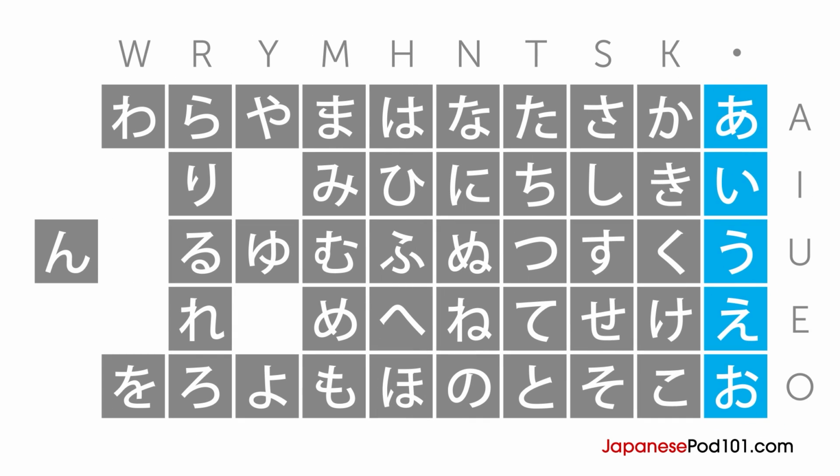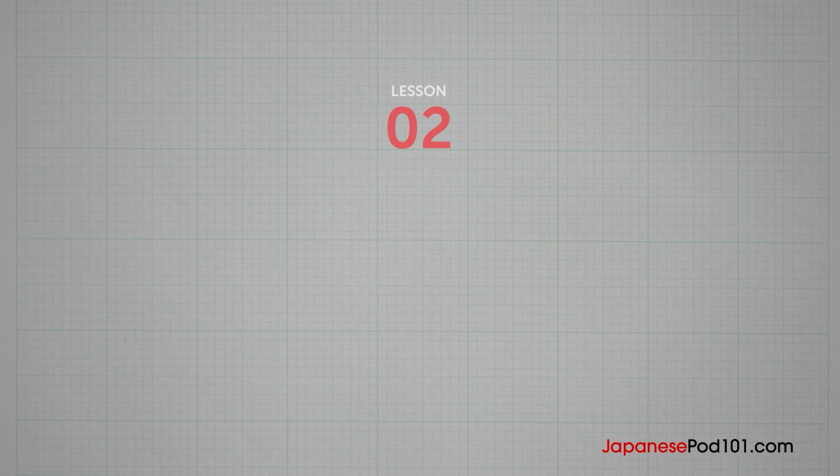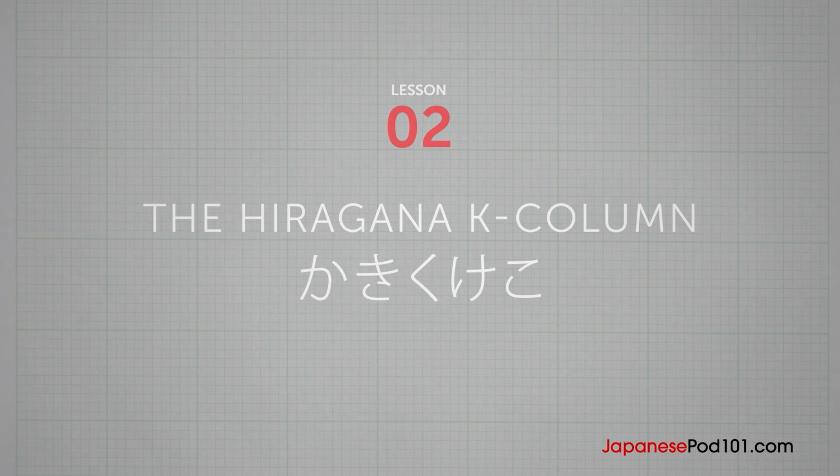You've learned these 5 hiragana characters from the previous lesson. In this lesson, you learn 5 new characters and 10 new sounds. How is that possible? Stay tuned to find out.